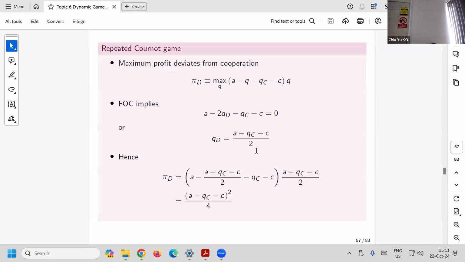Oh, QD is a choice. You differentiate with respect to Q squared. So you have AQ, Q squared, QC, QD, and differentiate this. Same thing, right? Because QD is a choice.